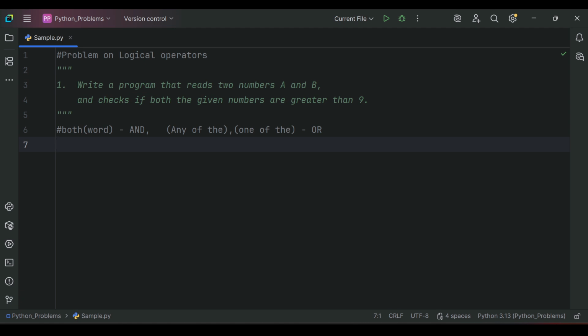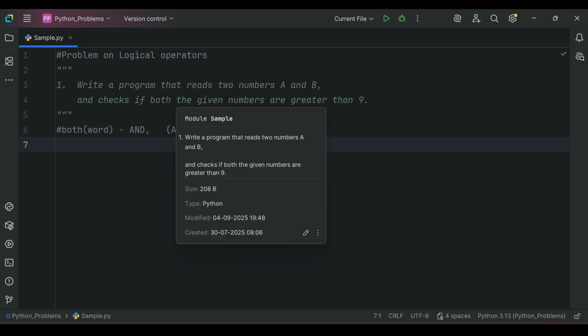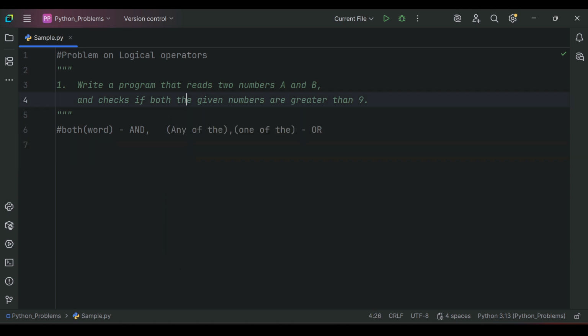Write a program that reads two numbers a and b and checks if both the given numbers are greater than 9. The way of understanding this problem is very easy, but when we go to future problems, we will cut the problem into pieces. In those pieces some few words will come, and based on those words we have to segregate them into mathematical terms.